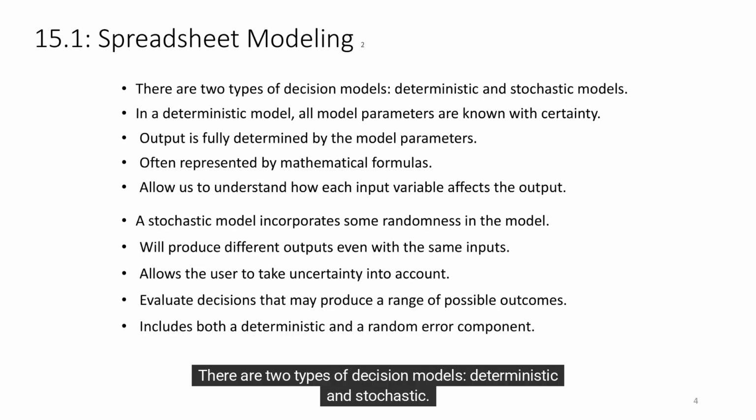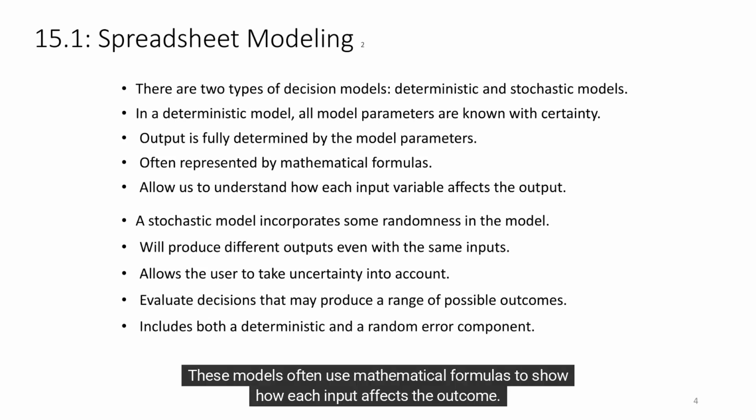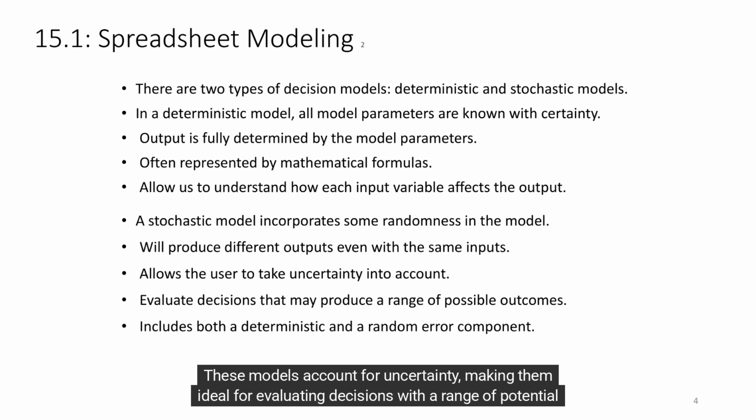There are two types of decision models, deterministic and stochastic. A deterministic model assumes all parameters are known with certainty, and outputs are fully determined by these parameters. These models often use mathematical formulas to show how each input affects the outcome. A stochastic model incorporates randomness, producing varying outputs even when inputs are the same. These models account for uncertainty, making them ideal for evaluating decisions with a range of potential outcomes.